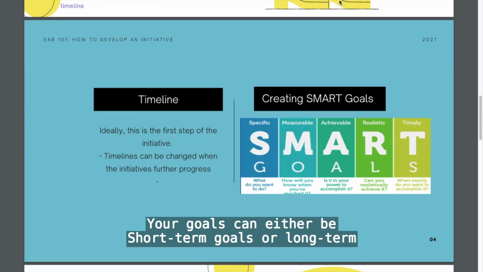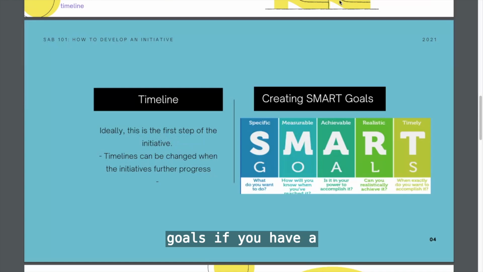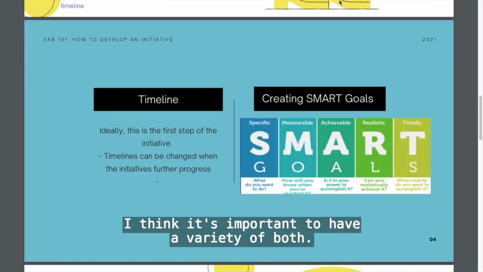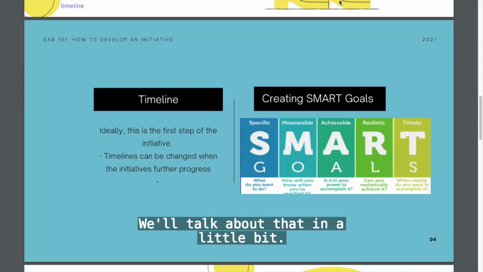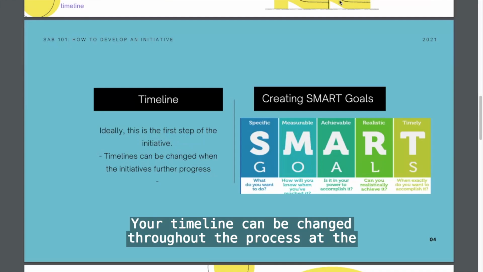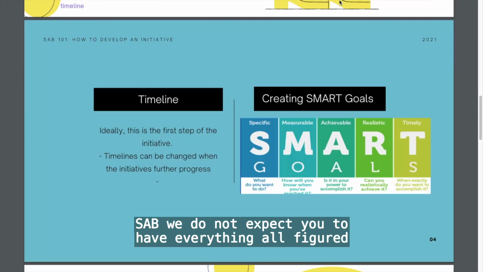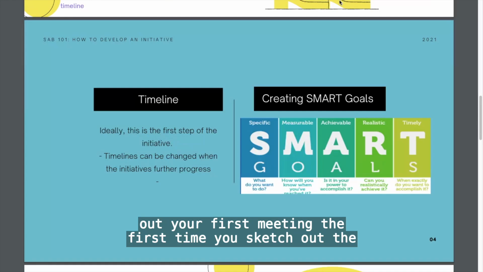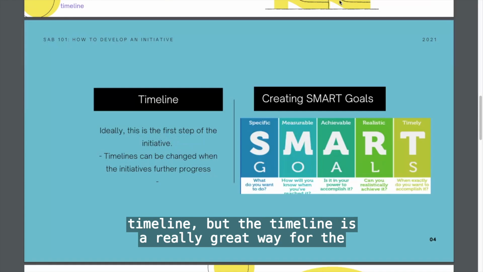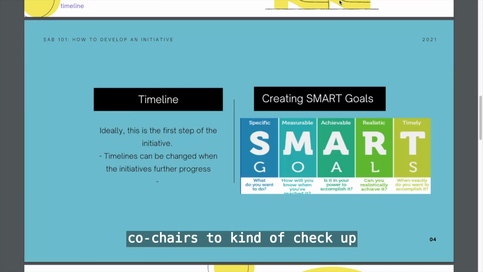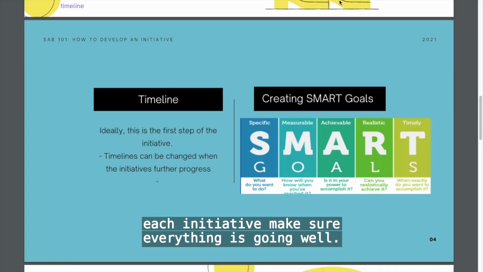Your goals can either be short-term goals or long-term goals. I think it's important to have a variety of both. We'll talk about that in a little bit. Your timeline can be changed throughout the process at the SAB. We do not expect you to have everything all figured out your first meeting, the first time you sketch out the timeline. But the timeline is a really great way for the co-chairs to check up on each initiative, make sure everything is going well.